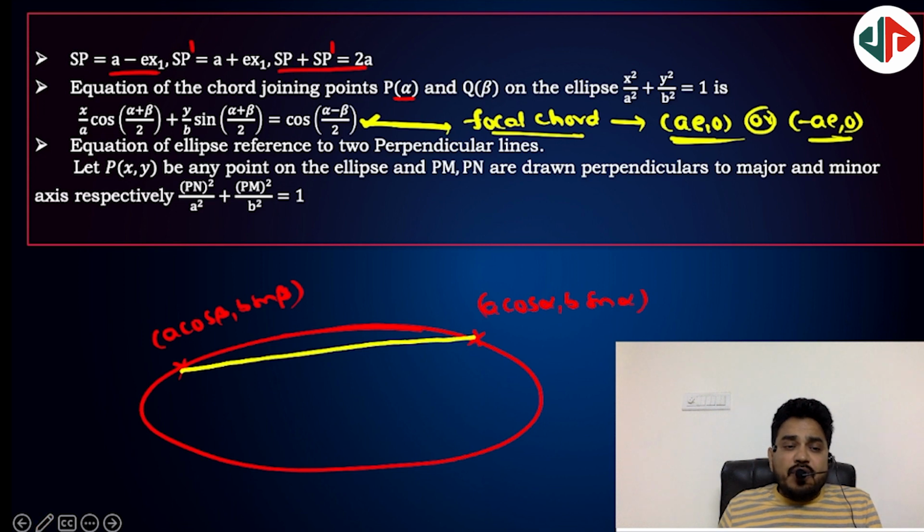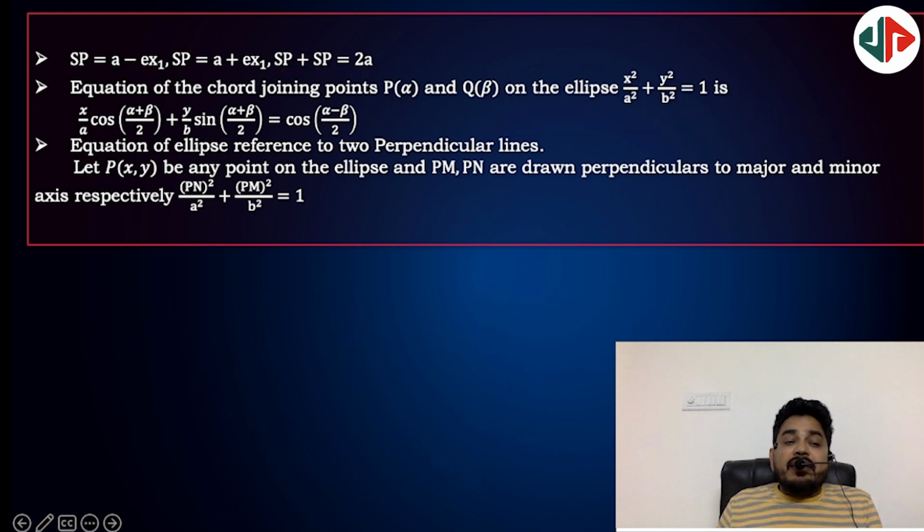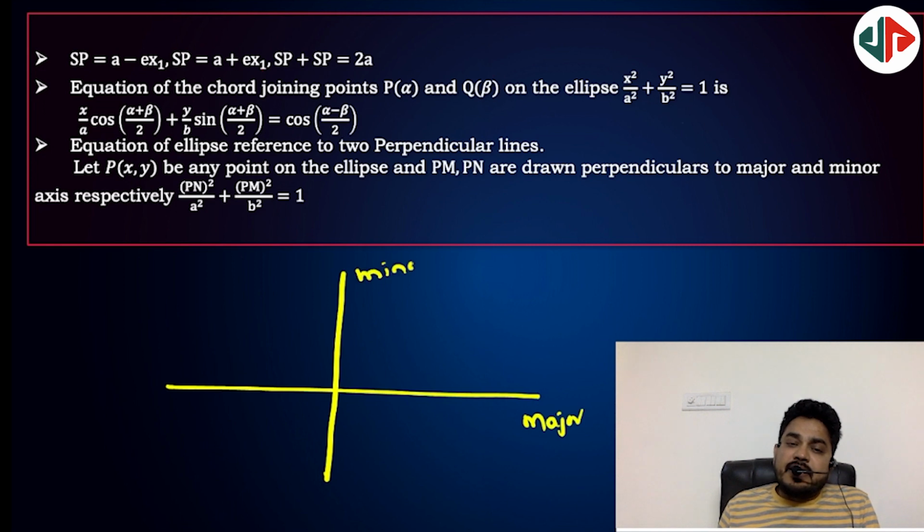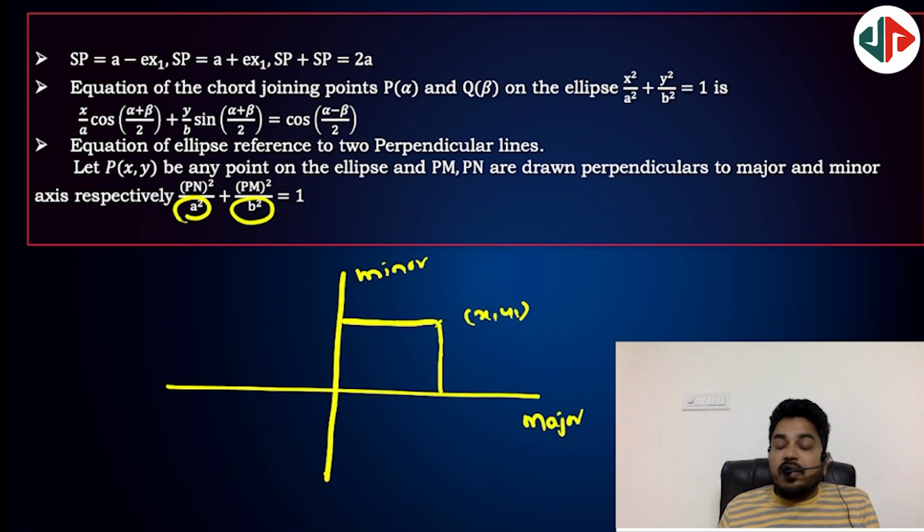Next point is the way of writing the ellipse equation when perpendicular lines are given. For example, if this is the major axis, this is the minor axis. Here point x1, y1 is there. What is the ellipse? The length of the major axis is 2a, the length of the minor axis is 2b. So from here to here you need to find the distance, and from here to here you need to find the distance.